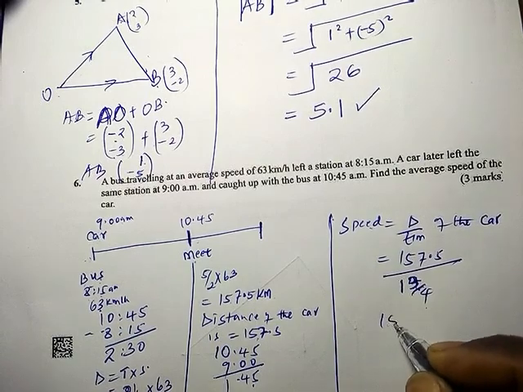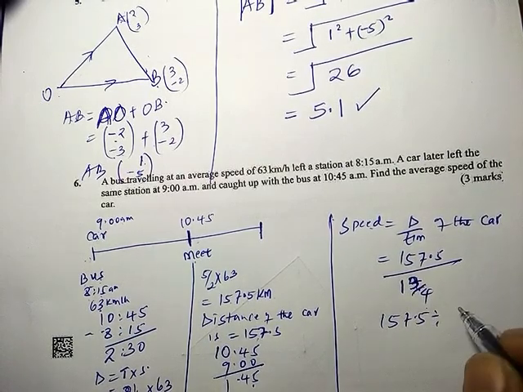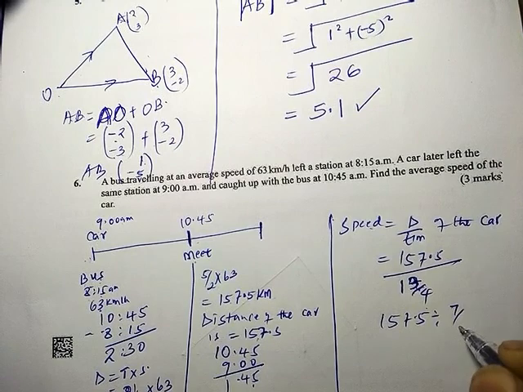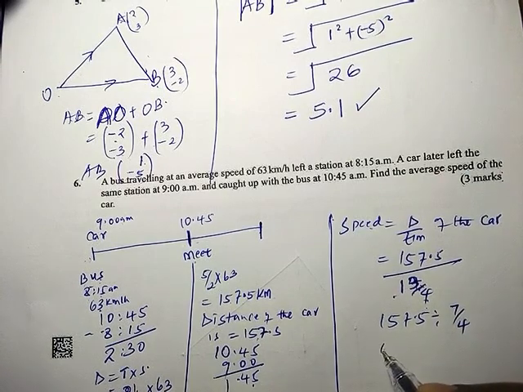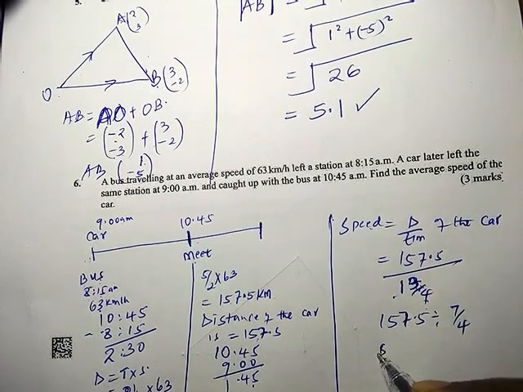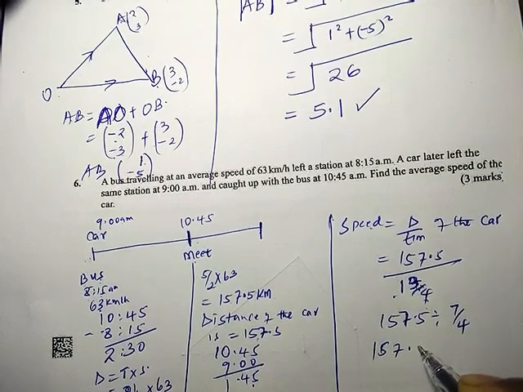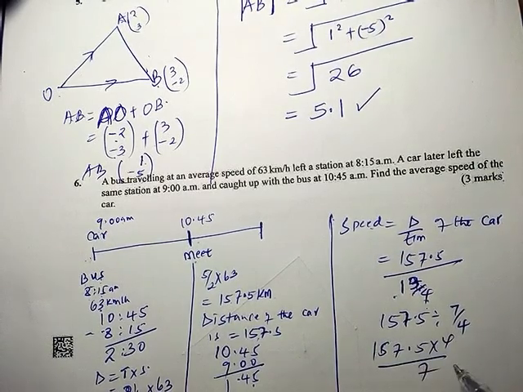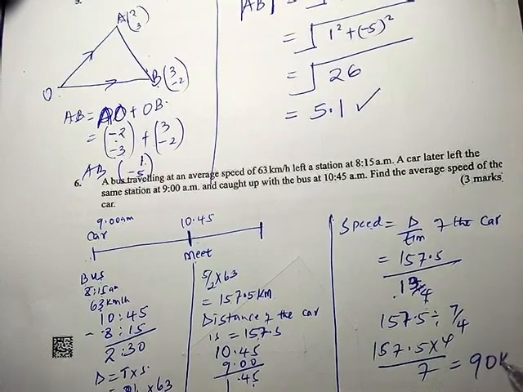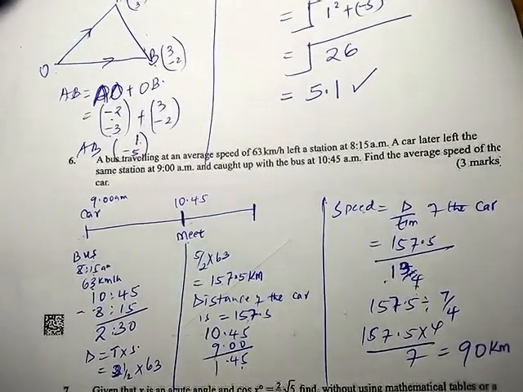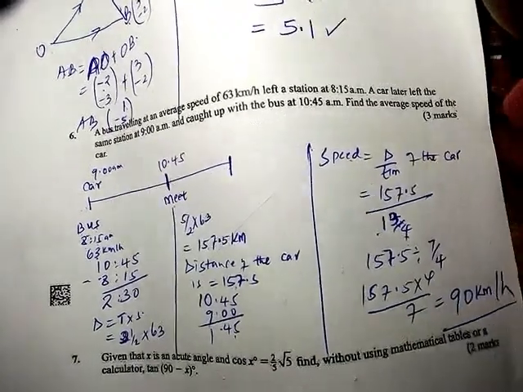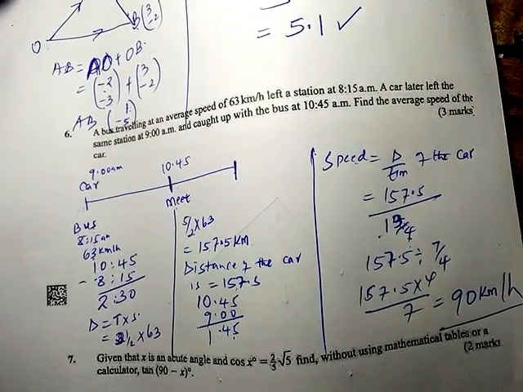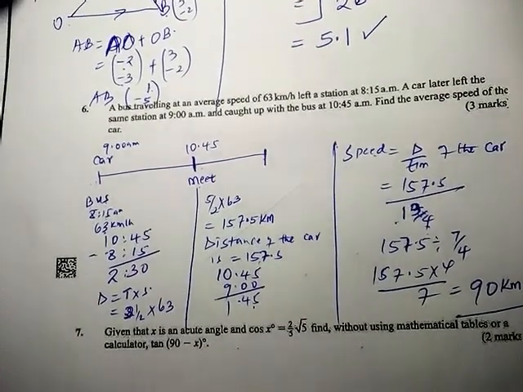So this is 157.5 divided by 7 over 4. This time is 7 over 4, yes. So that this one is going to be 157.5 times 4 over 7, and this one is going to give us 90 kilometers per hour. That is the speed of the car.